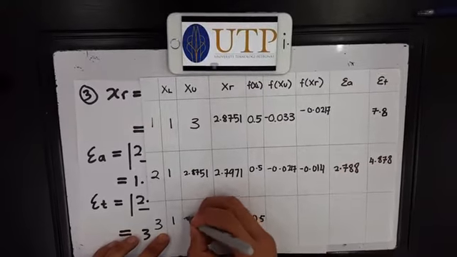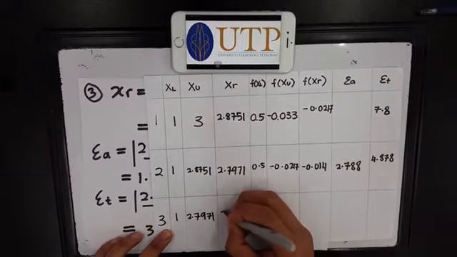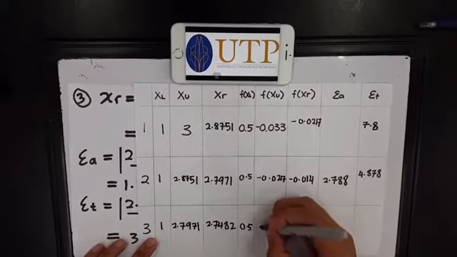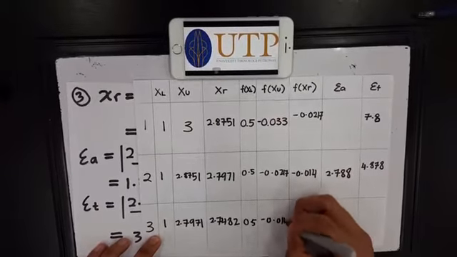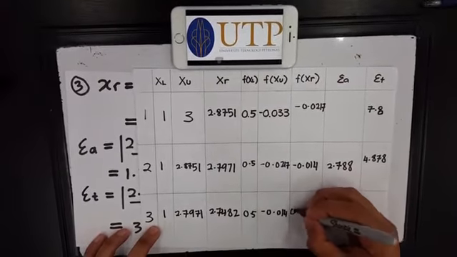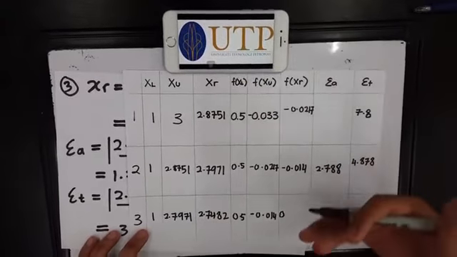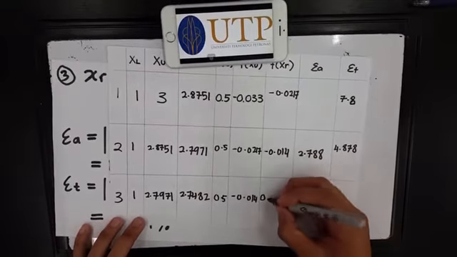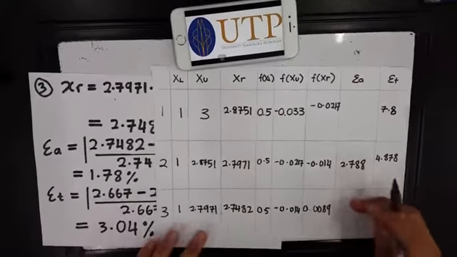And XU here is 2.7971. XR will be 2.7482. For FXU, it will be 0.014, the same as FXR in the second iteration. And for FXR, we need to substitute the value of the current XR inside our equation. So we will obtain 0.0089. And EA, as calculated here, is 1.78%.